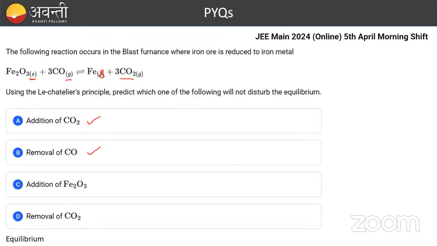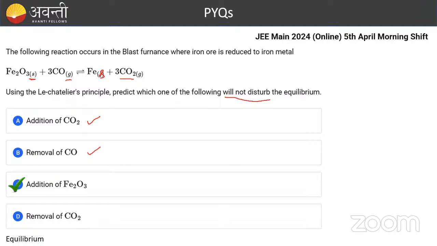Okay, addition of Fe2O3, which is present in the solid form, will not disturb the equilibrium. Only the gaseous particle and the aqueous particle concentration will affect the equilibrium. The solid and the pure liquid particles will not affect the equilibrium. So option C is the correct answer, as Pragati told. Very good, Pragati. Your answer is correct.